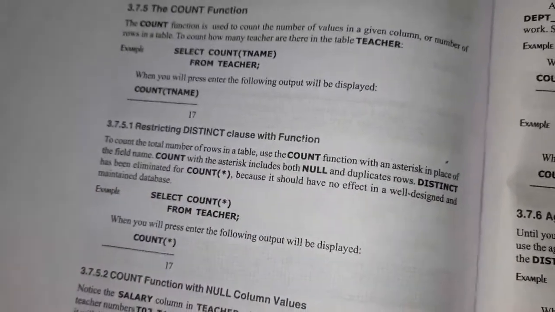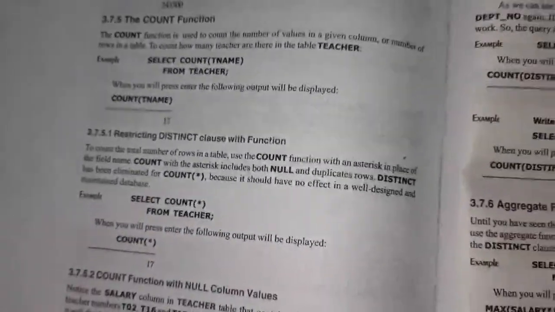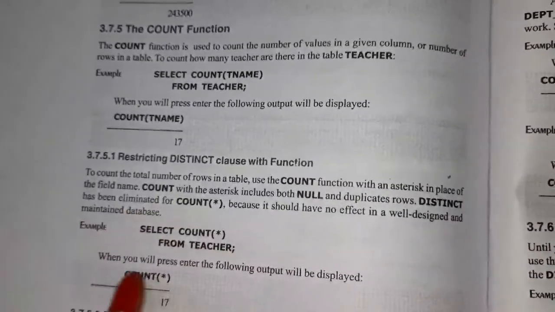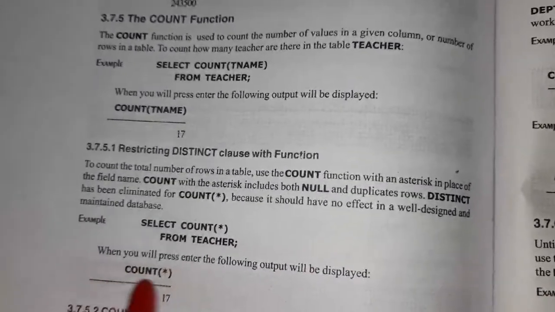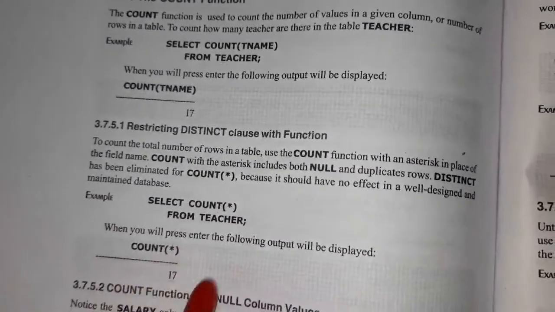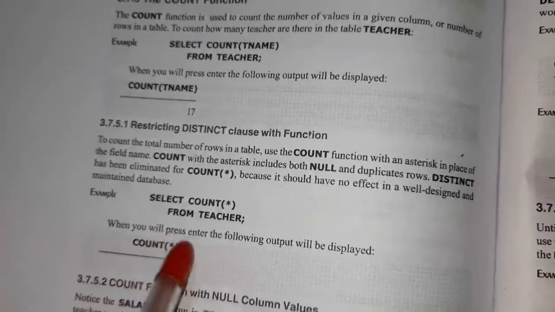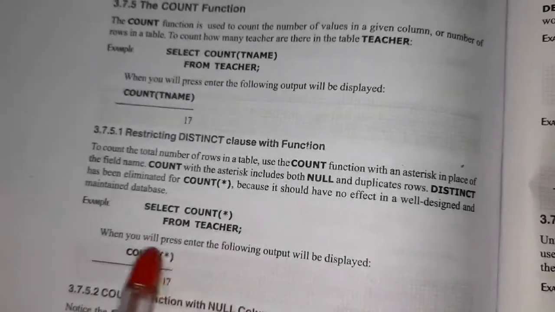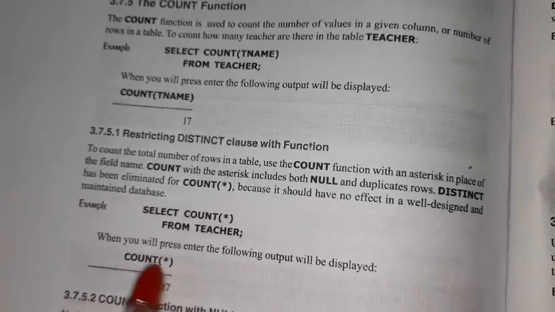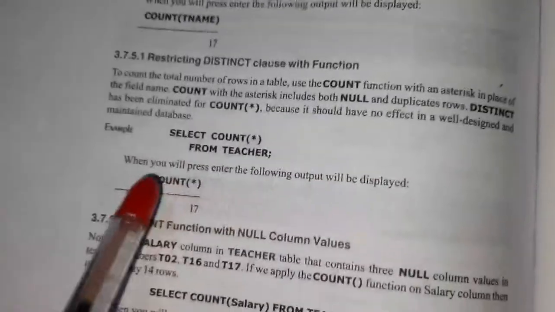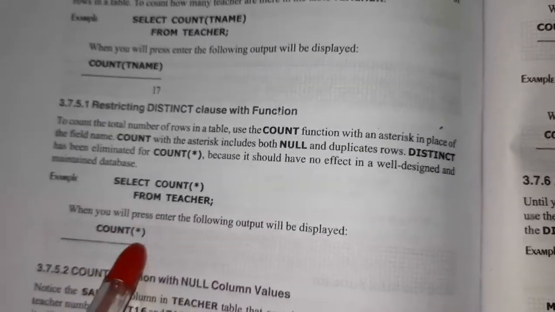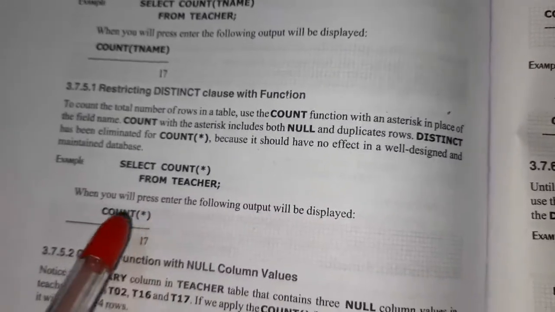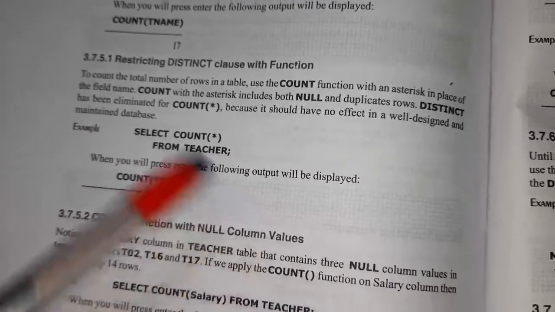It will include even the null values and even the duplicate rows also. So you'll get the total number of rows that are present in that particular teacher table when you mention the asterisk count.